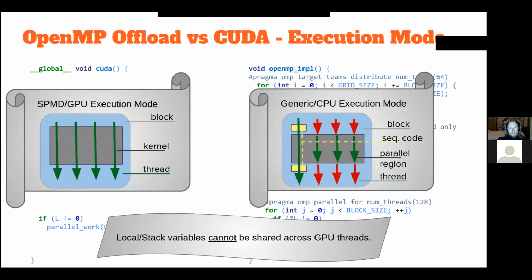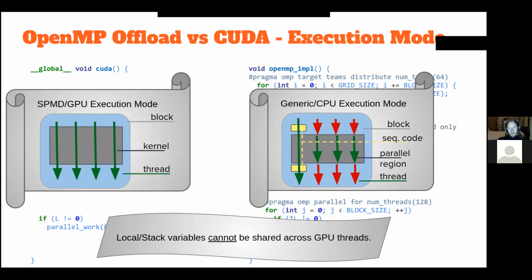So another problem is the execution mode itself. So CUDA uses what we call the SPMD or GPU execution mode, where all of the threads in a block are active simultaneously and execute the kernel in parallel. So this is very efficient in the standard way of executing on the GPU. However, this is in direct contrast to the standard OpenMP execution model that has been used on the CPU, which is to fork and join threads.